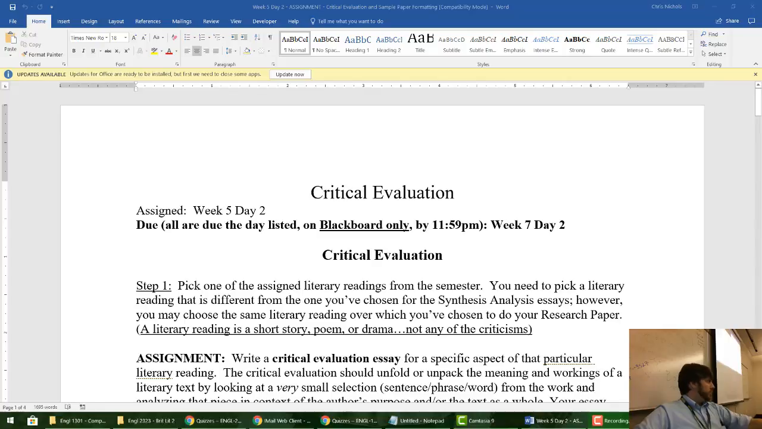So critical evaluation. It's assigned today, and it's going to be due week 7, day 2. So that's basically two weeks from today. And it's just like before where you pick one of our assigned literary readings. You can't read anything I haven't assigned or that I put off limits in blue color. I think I did have one person write on something in blue, so pay close attention. On Blackboard, go down to the syllabus calendar, and if the reading is in blue, you can't do it. If it's in green, you can, okay? So just pay close attention to that.